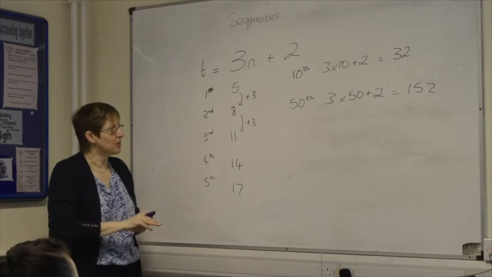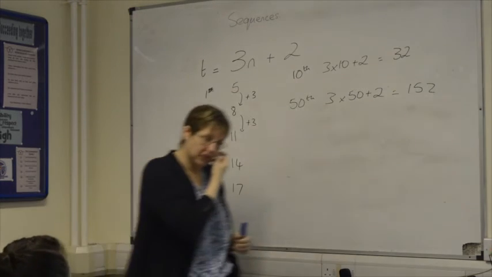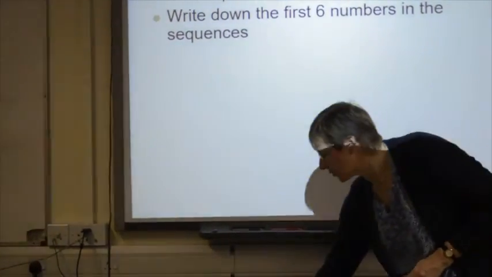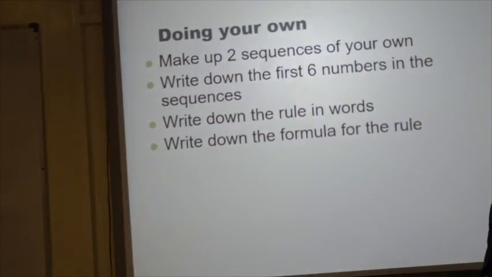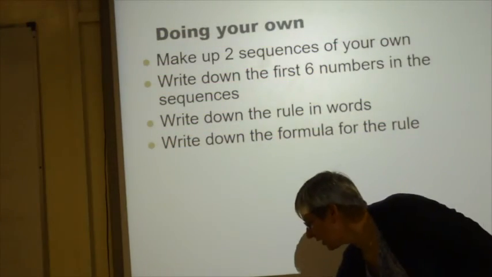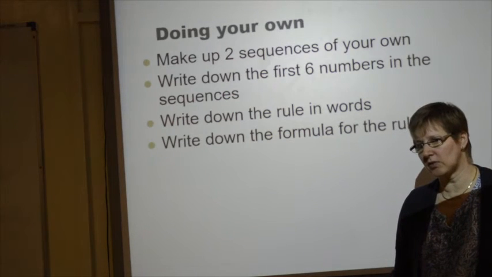Okay. We're going to do a little bit more of that, a little bit more of sequences. So what I want you to do now is find 2 sequences for yourself that we haven't actually done yet. So you're going to make up 2 sequences of your own. You're going to write down the first 6 numbers in the sequence. You're going to write down the rule in words, and you're going to write down the formula for the rule. T equals whatever it equals. Okay? Is everyone clear? I'll give you an example, or are you all clear what you're doing?